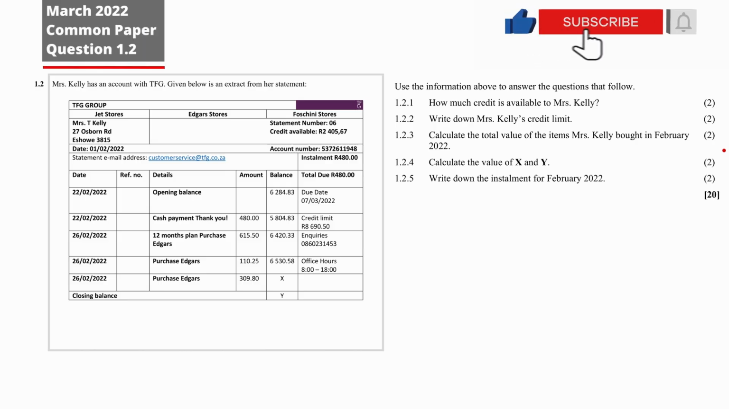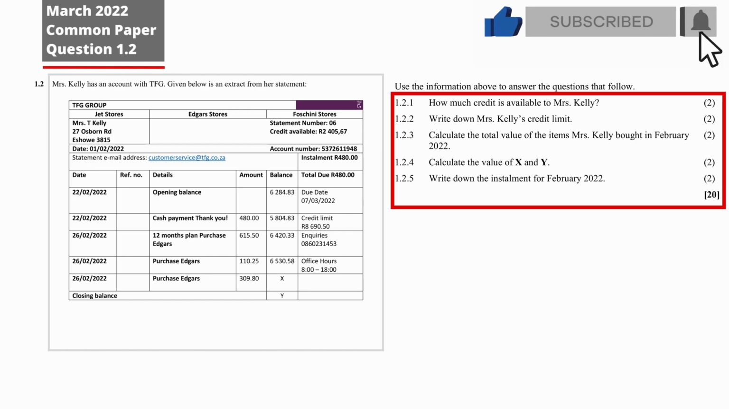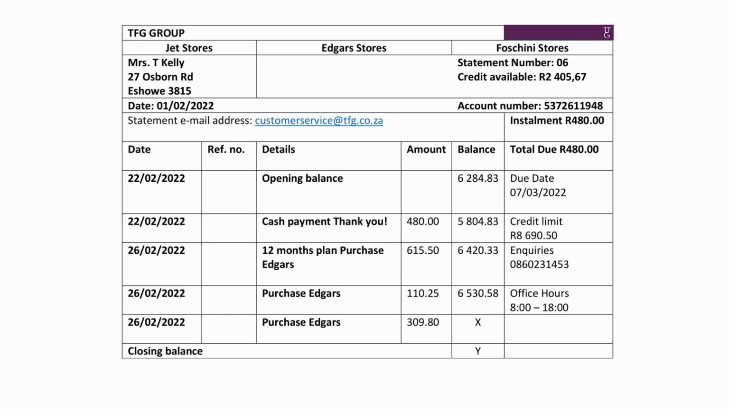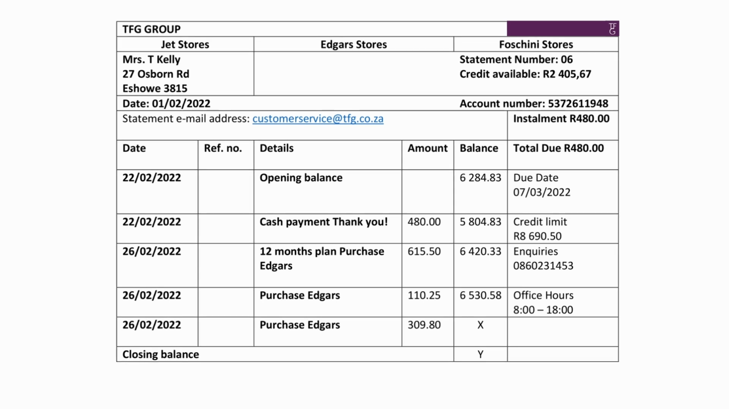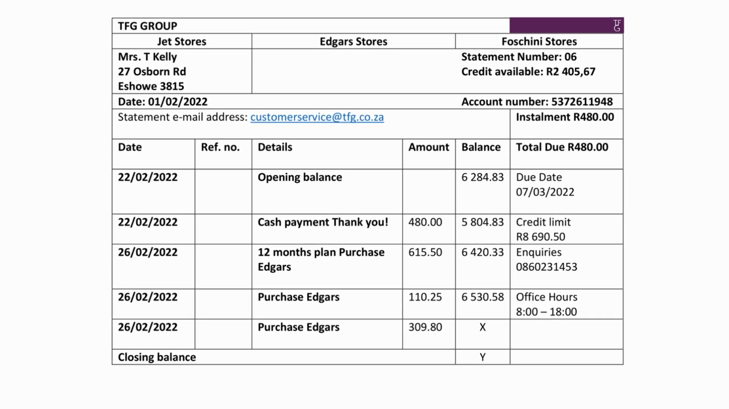Question 1.2 is made up of 5 finance questions that were designed to assess your understanding of financial documents in the context of a statement of accounts. You are given an extract from a TFG account of Mrs. Kelly for the month of February.